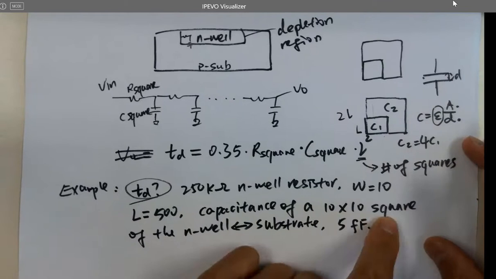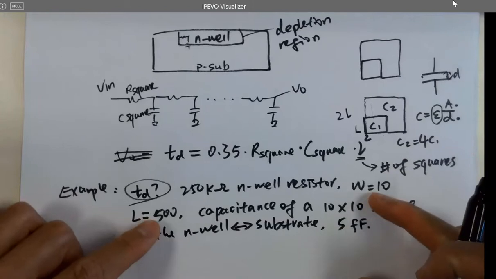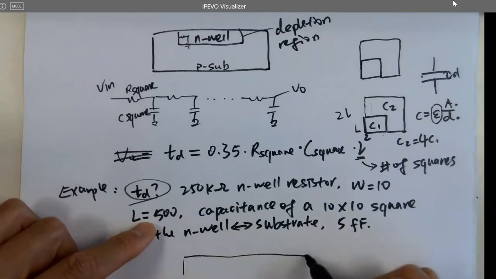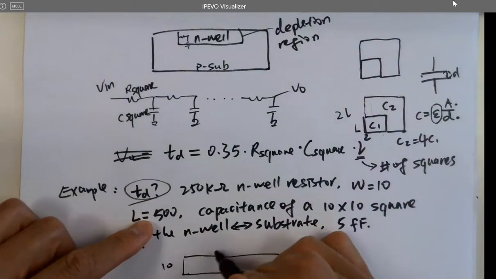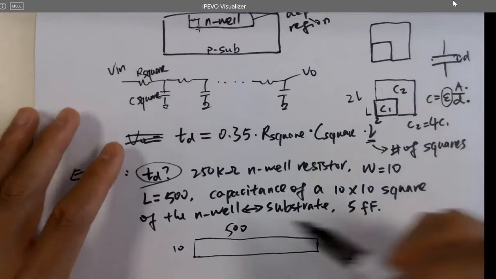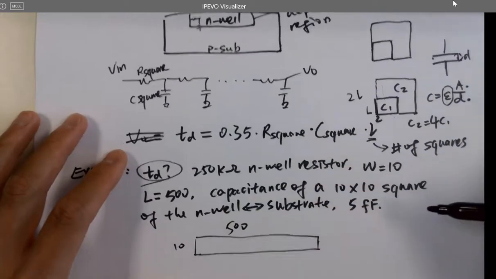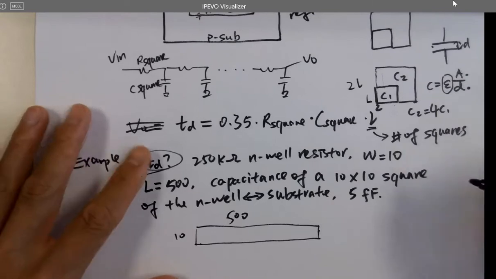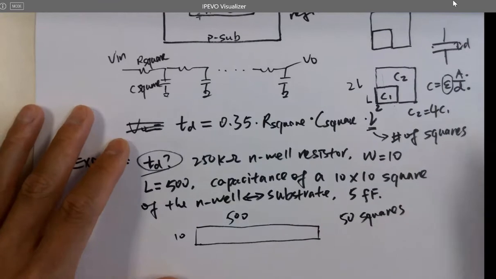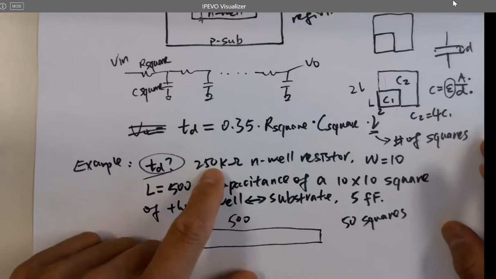So the 10 by 10 square is 5 femtofarads. And what about this N-well resistor? Width is 10, and length is 500. How many squares do I have in terms of resistor? How many squares do you have in this N-well resistor? 50, right? You have 50 squares. So what's the resistance per square? Oh, wait.